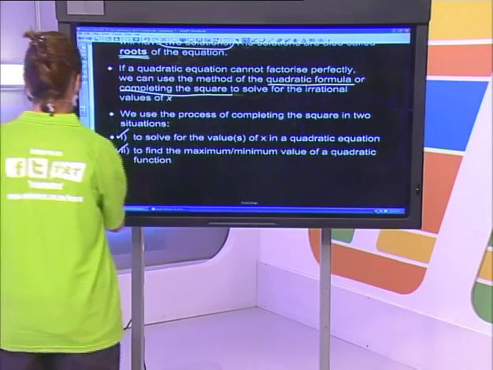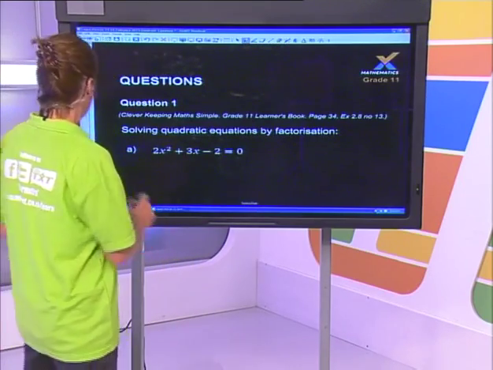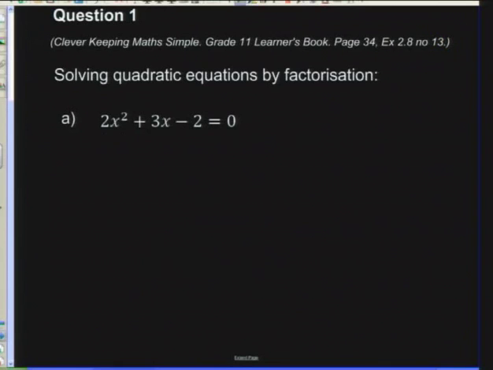Okay, grade 11s, let's get stuck into a few examples. Right, going from the very beginning where we're just going to solve a quadratic equation by factorization.